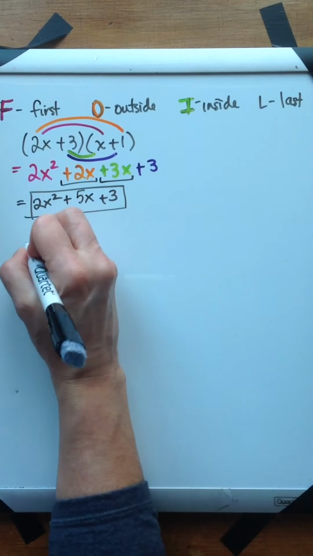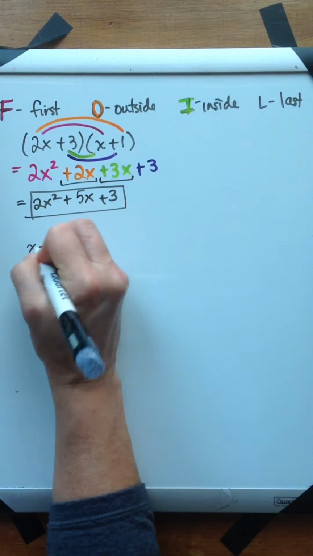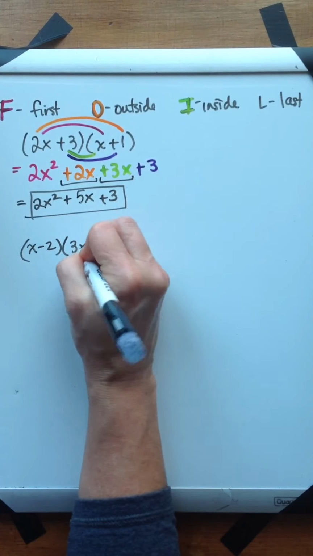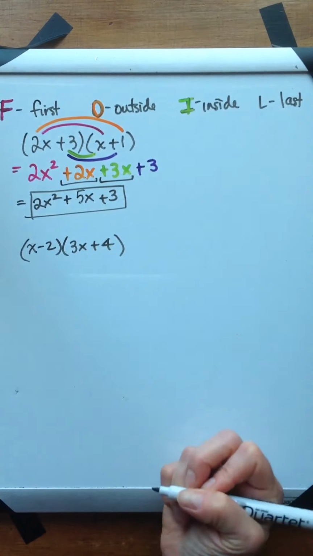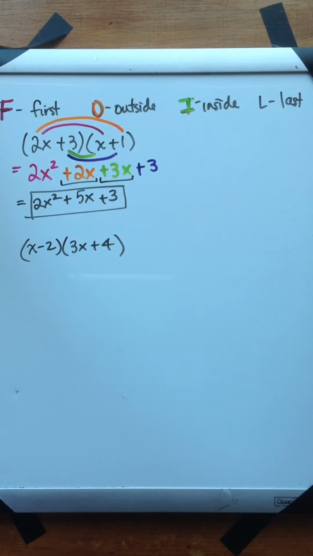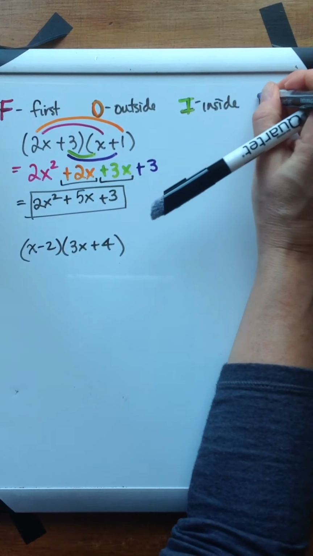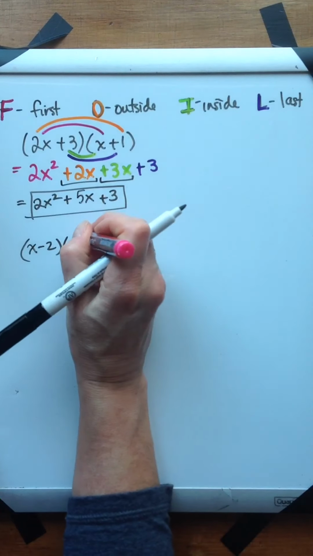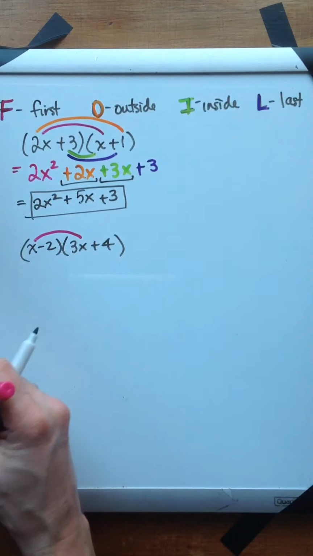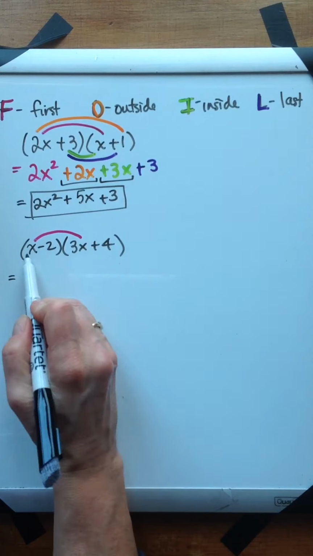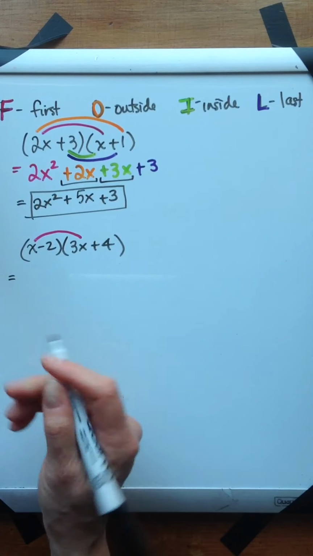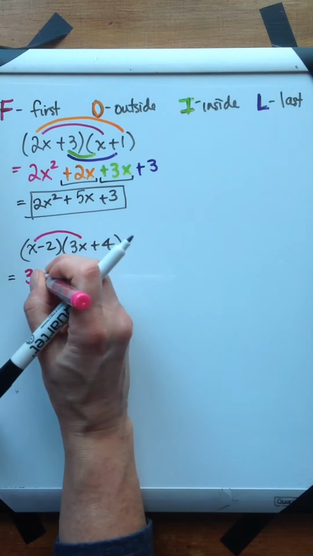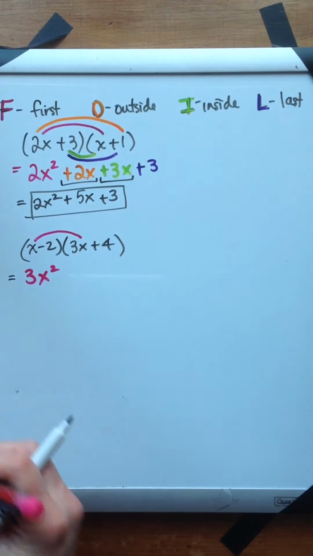Let's look at another example. Let's look at x minus 2 times 3x plus 4. And let's apply our FOIL principles to make this simplified. All right, FOIL stands for first, outside, inside, last. So let's put the first terms multiplied together from each of the polynomials. They're both positive. 1 times 3 is 3, and x times x would be x squared.